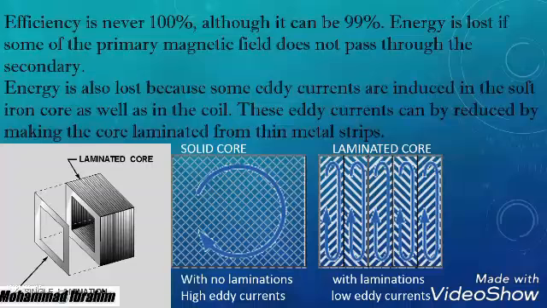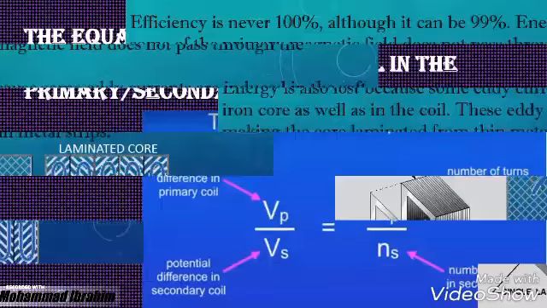So energy is also lost because some eddy currents are induced in the soft iron core as well as in the coil. These eddy currents can be reduced by making the core laminated from thin metal strips. This is the laminated core. This is a single lamination. This is a solid core with no laminations, so high eddy currents. This is a laminated core with laminations, so there are low eddy currents. Therefore, the efficiency will increase with laminations, the energy wasted would decrease, and the money wasted would decrease also. So that's our main point.